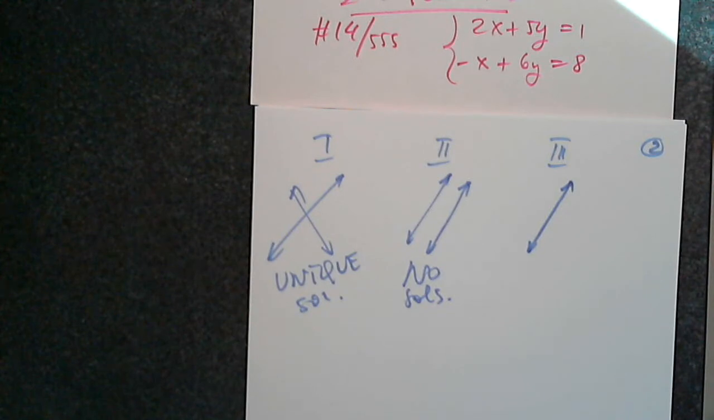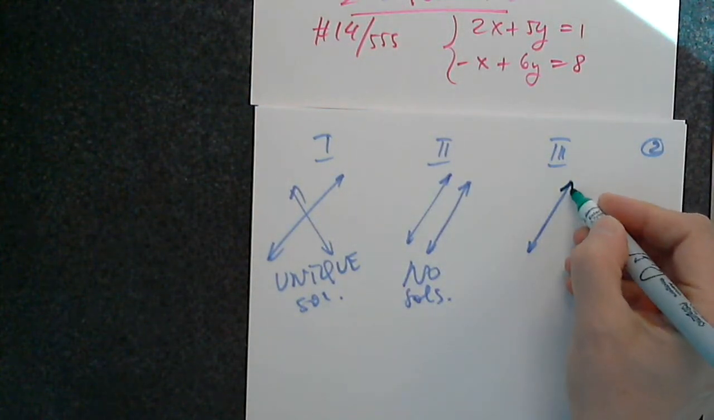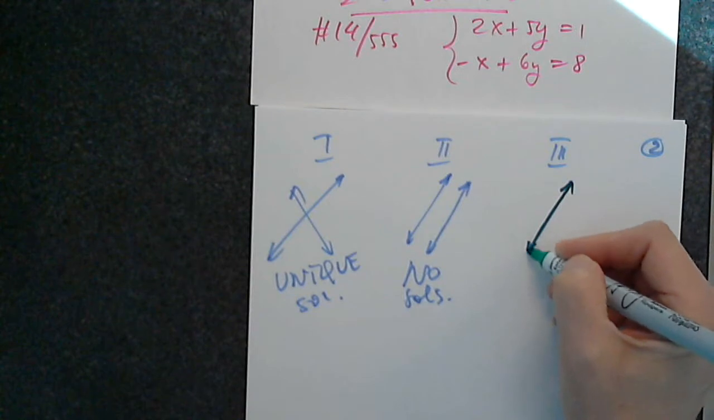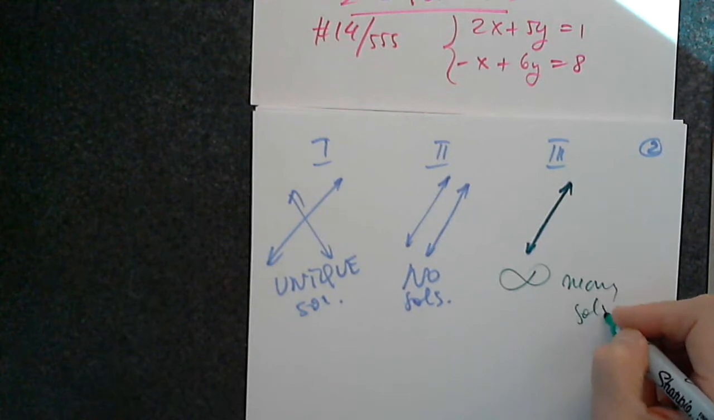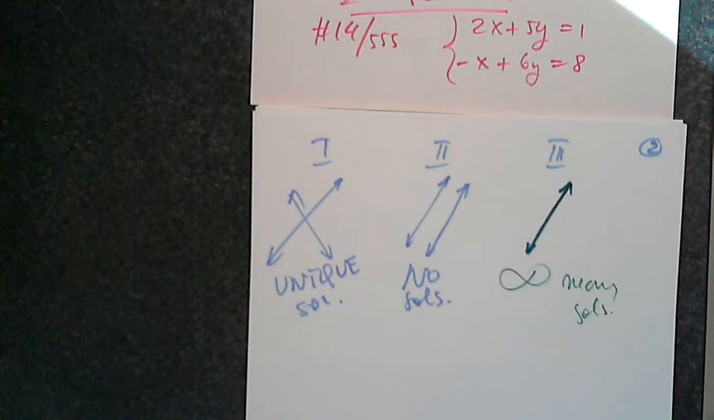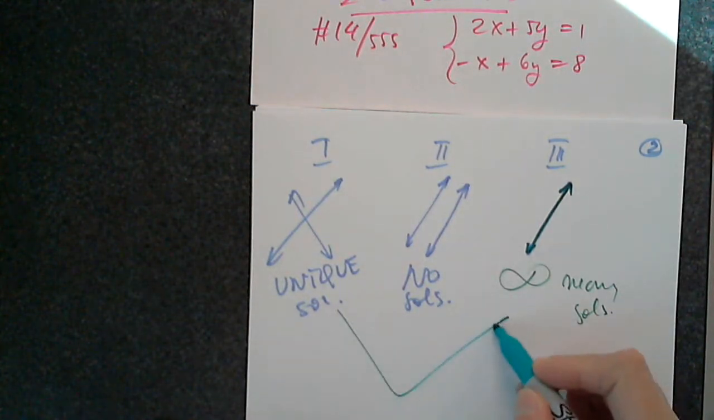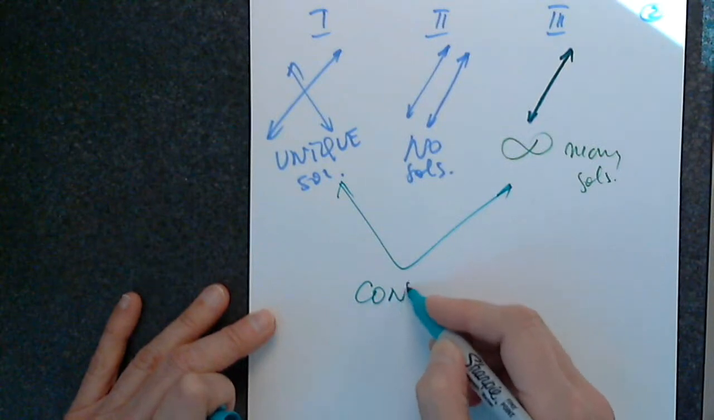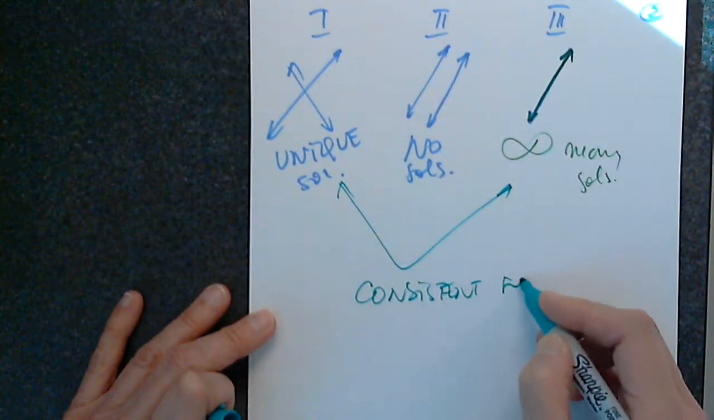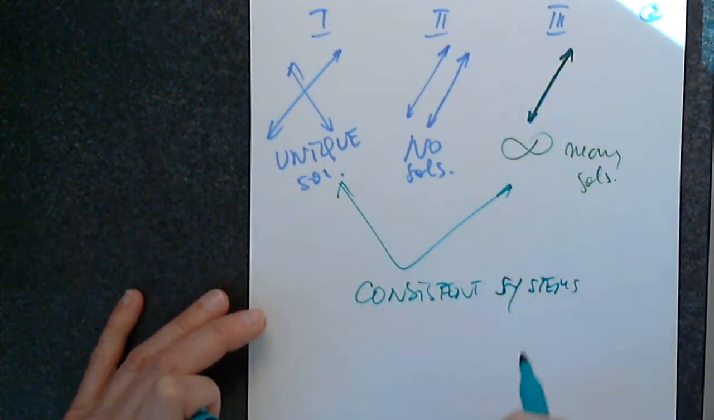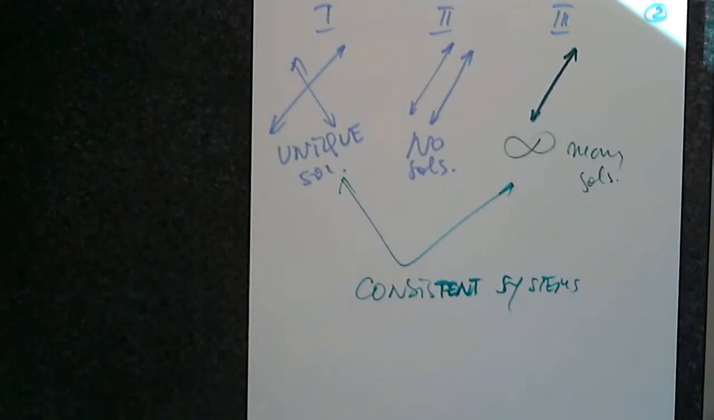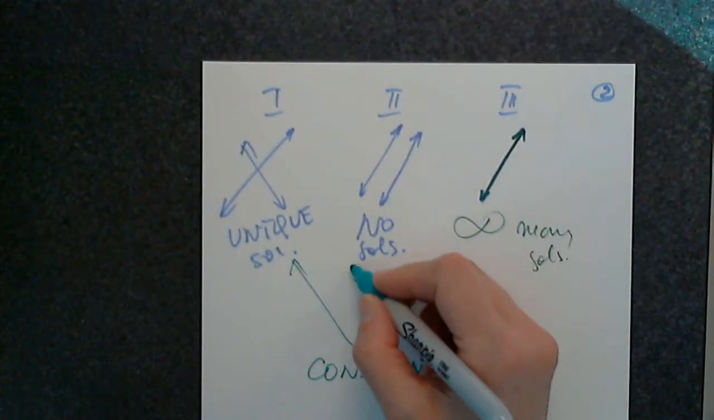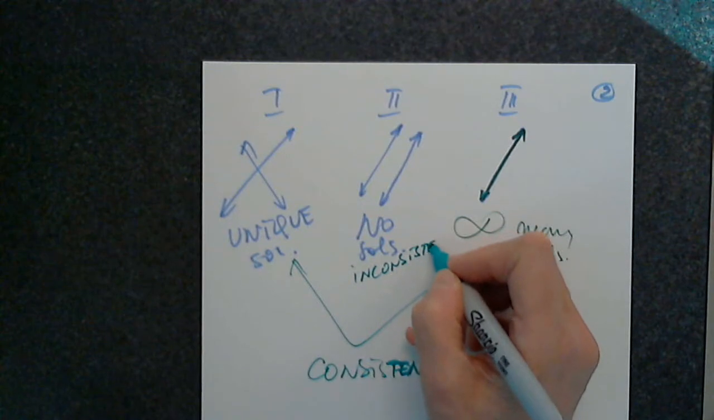And the third possibility is this is one equation, and here's the other one, which means infinitely many solutions. The systems that have solutions are called consistent. So these two are consistent systems. Of course, this one in the middle is an inconsistent system.